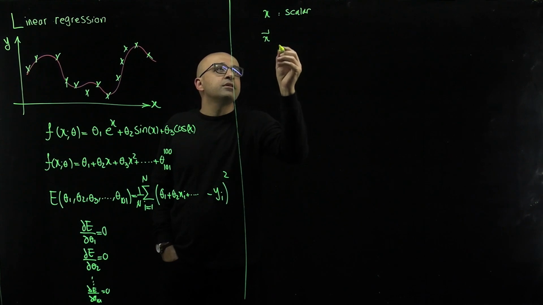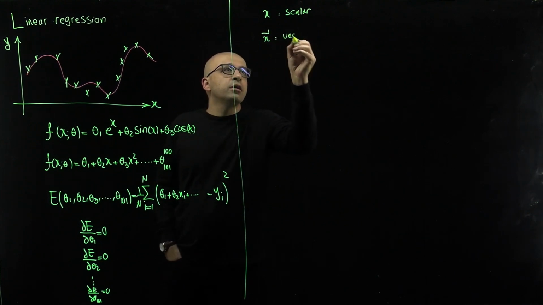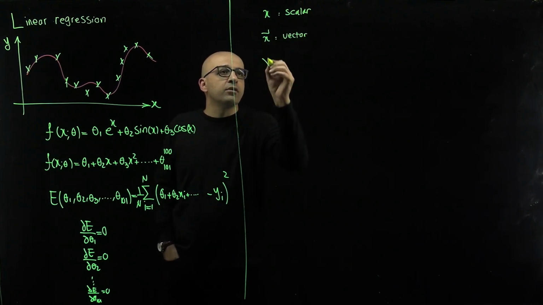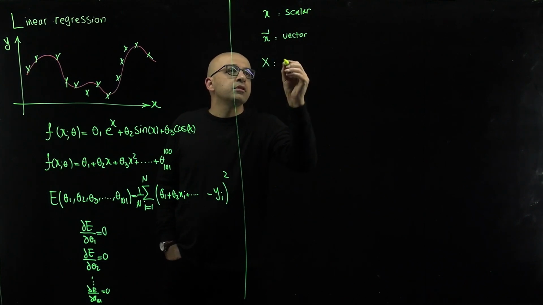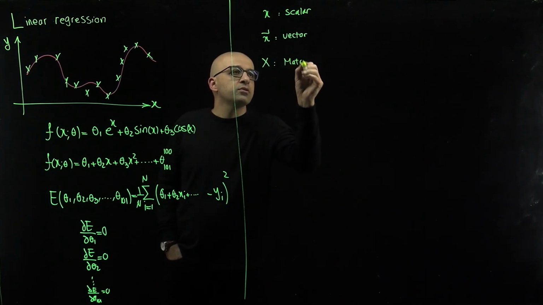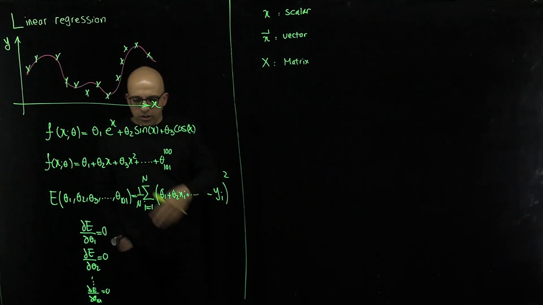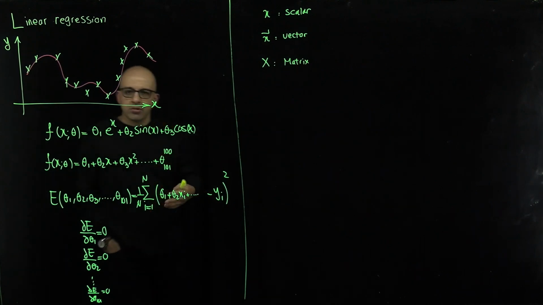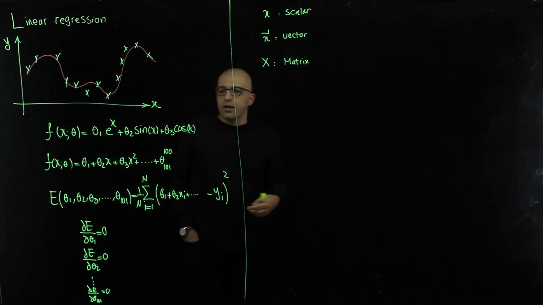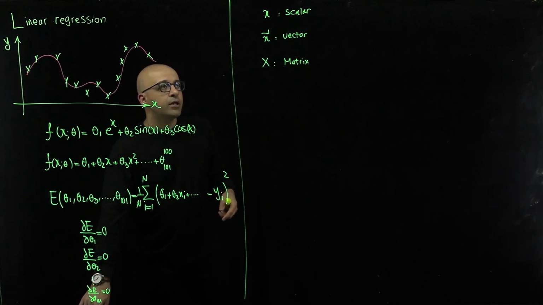If we do this, what we really mean here is that this is a vector. And if we do uppercase, what we mean is a matrix. Okay, so we're going to use this notation and try to rewrite the formulation we came up with using linear algebra.